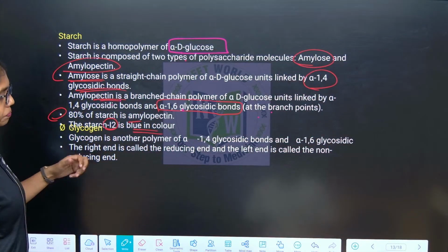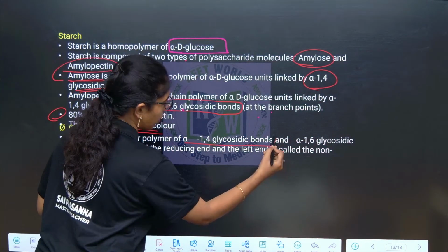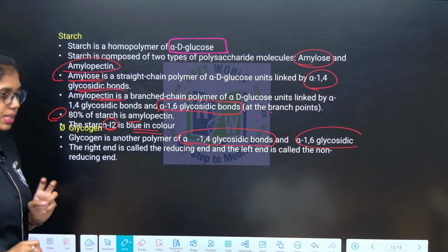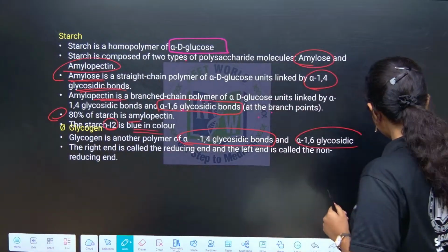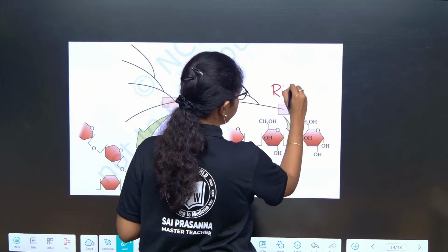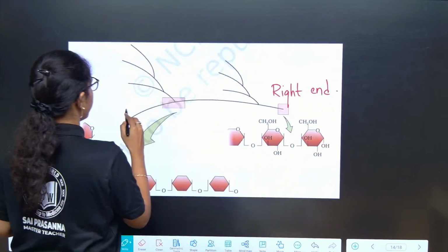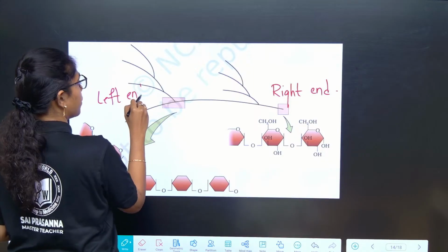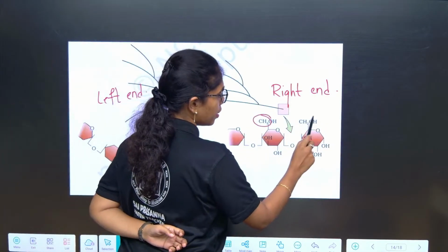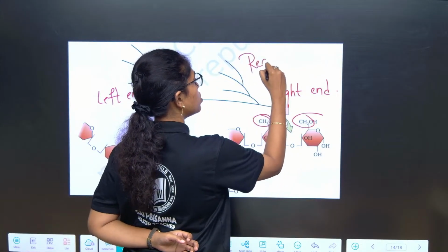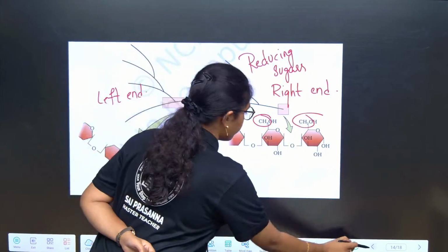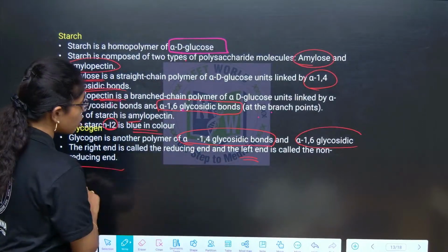Next, glycogen, if you see, is a polymer with alpha 1,4 glycosidic bonds and alpha 1,6 glycosidic bonds as well. Here, if you see this diagram which is in your NCERT, it clearly states the right end and the left end. At the right end you can observe free aldehyde groups are present, so here at the right end you can observe reducing sugars. Whereas the left end is called the non-reducing end.